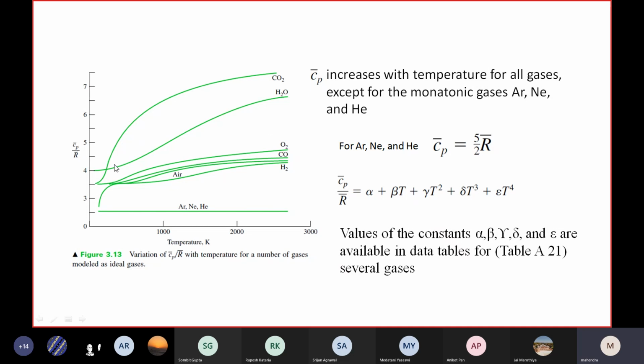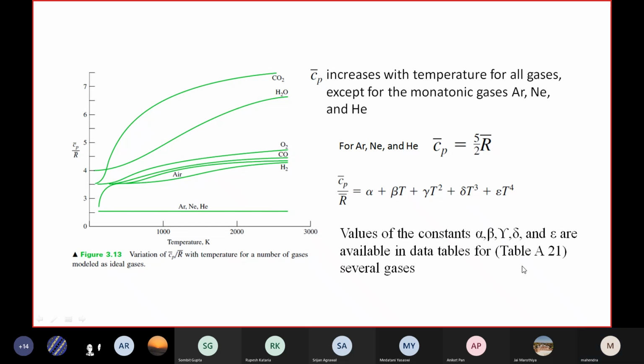Anyhow, the Cp values are varying with respect to the temperature this way. For other gases like monatomic gases, it is varying like this. And from the data also, we can calculate the Cp value. A certain polynomial equation is given over here. In this polynomial equation, these values alpha, beta, gamma, delta, and epsilon, you can get from table A21 in your textbook. You can see that.